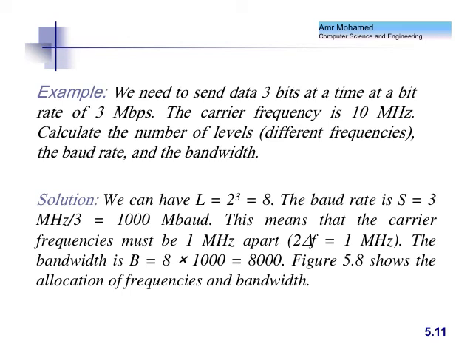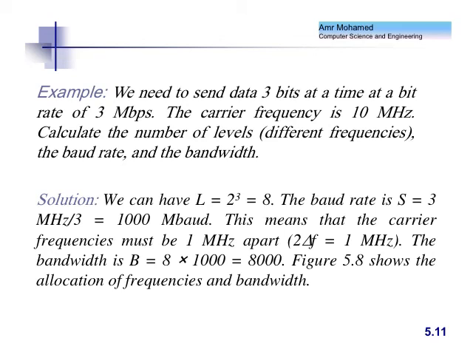So if I were to do that using ASK, for 000, I'm going to send a specific amplitude. For 001, I'm going to change the amplitude a little bit, and so on. Right? In that case, I have to have variable frequency. And how many frequencies do I need in that case? How many carrier frequencies do I need?